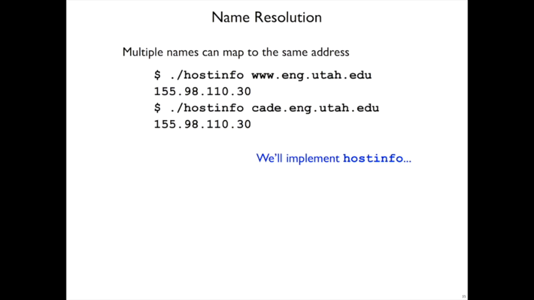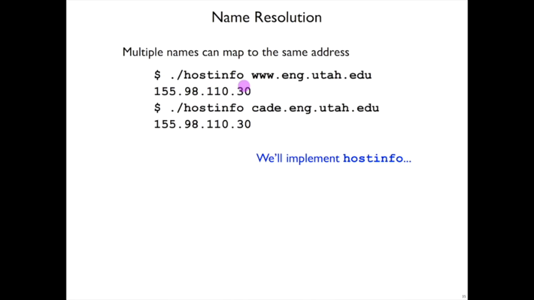The name mapping is not one-to-one. Multiple names can map to the same address. For example, if you point your browser at www.eng.utah.edu, it turns out it's going to go to the same thing as if you point your browser to cade.eng.utah.edu. Those end up talking to the same machine. You may notice that you don't see the same web content when you use those names, even though they go to the same machine. We'll talk about that next time, how that manages.